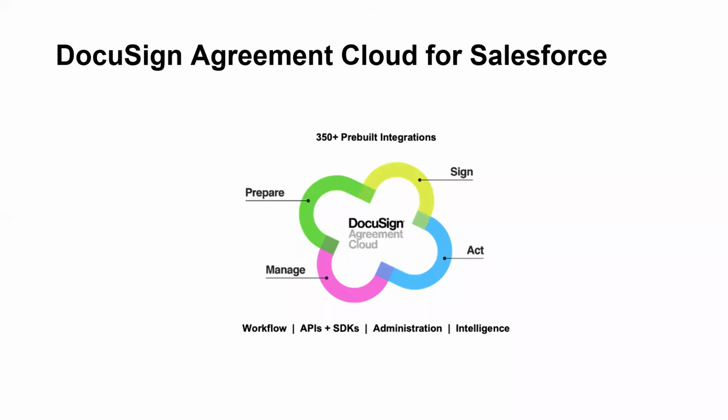So let's start off by discussing Document Agreement Cloud for Salesforce. DocuSign has been helping Salesforce customers automate their business processes using eSign since 2010. With this new vision of a DocuSign Agreement Cloud for Salesforce, we are on the path to providing customers with a platform to automate their entire agreement process in Salesforce. This includes the ability for customers to prepare, sign, act, and manage their agreements in Salesforce using underlying Salesforce data without having the need to leave Salesforce.